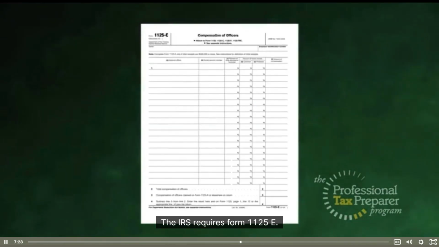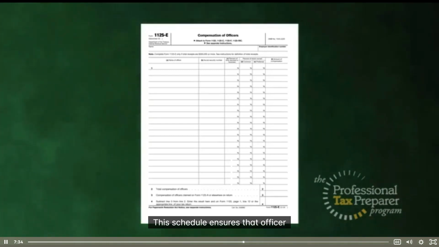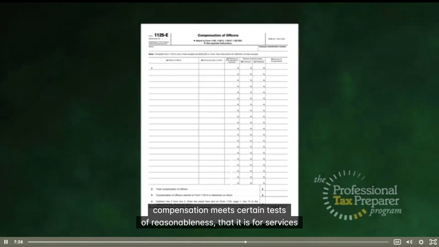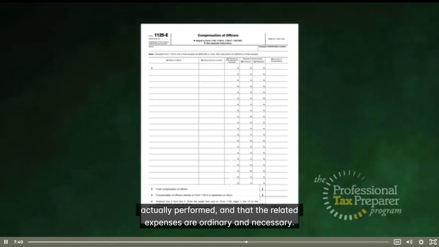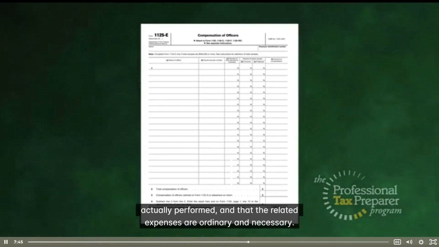The IRS requires Form 1125-E, Compensation of Officers, to be filed each year. This schedule ensures that officer compensation meets certain tests of reasonableness, that it is for services actually performed, and that the related expenses are ordinary and necessary.